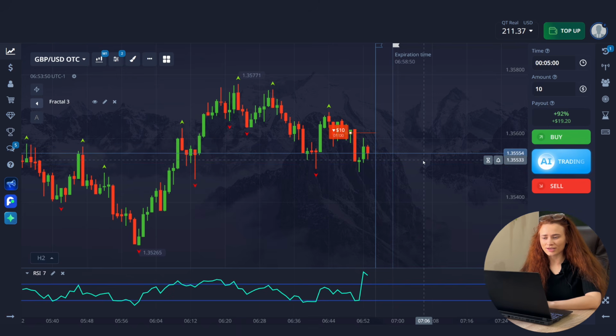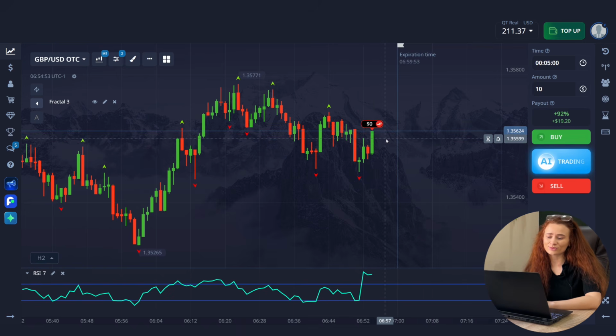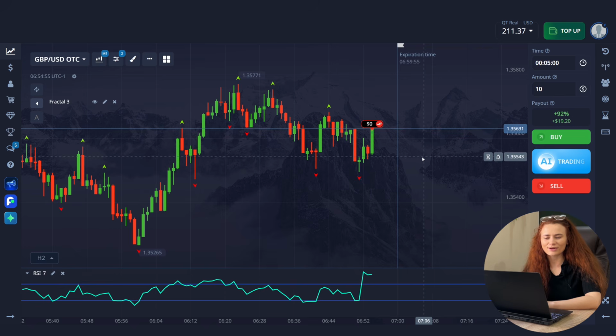Price is still below the entry line. There is a small chance, but that would be just luck, not strategy. Unfortunately, price moved up, a $10 loss. But I hope now you understand why just fractal is never enough.